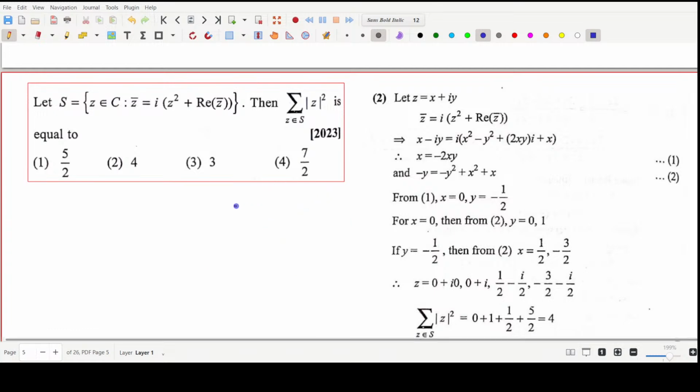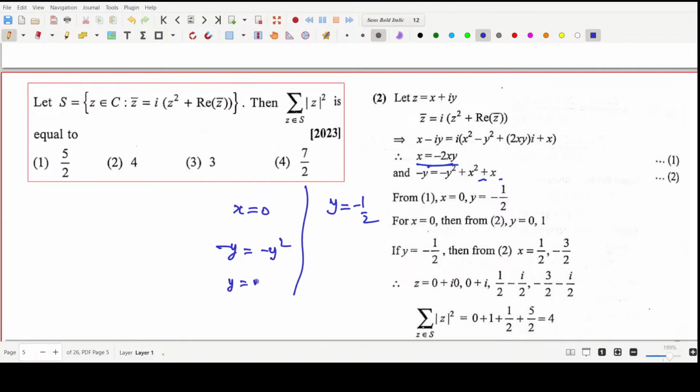So what we are saying is, either x equals 0 or y equals minus half from this equation. Now we substitute in the second equation. We have two possibilities. When x equals 0, y could be anything. From x equal to 0, if you substitute here, this becomes minus y equals minus y square. That means y equals y square, so y can be either 0 or 1, nothing else.